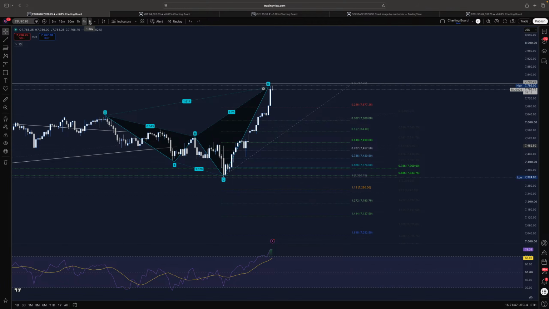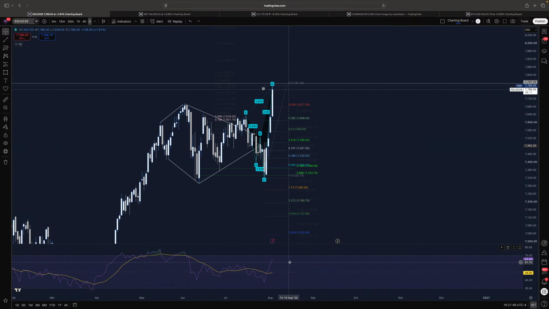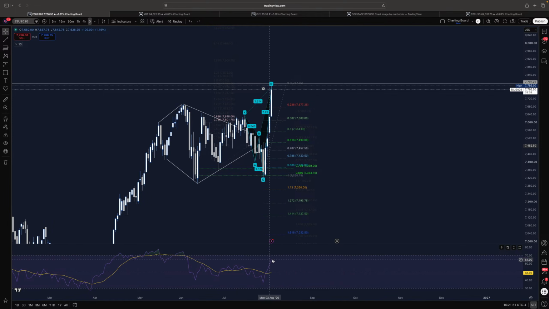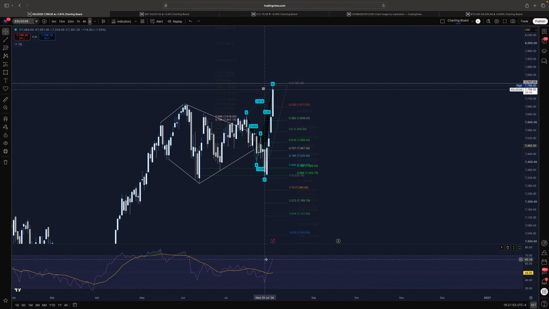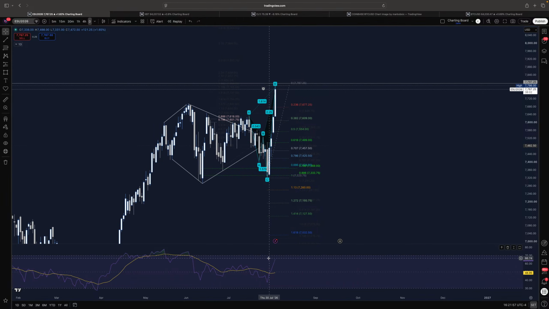Why? Because on the daily time frame, there might be more room, entering that bullish territory at the 60 range, okay? Therefore, the daily can potentially still present more upward traction.